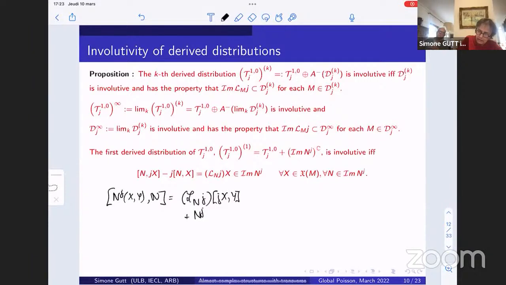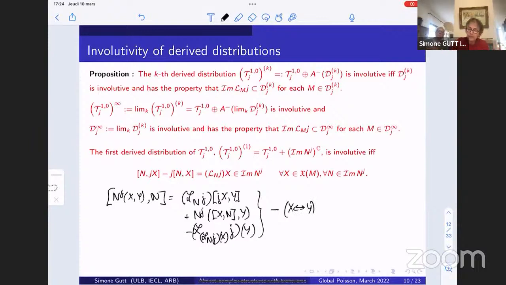plus NJ evaluated on the bracket of X1 and Y minus the Lie derivative in the direction of the image under LNJ of X of J evaluated on Y, and you do all this minus the same formula exchanging X and Y. So you see that here you have a condition really to have the first derived distribution to be involutive, the quickest way to get involutivity.